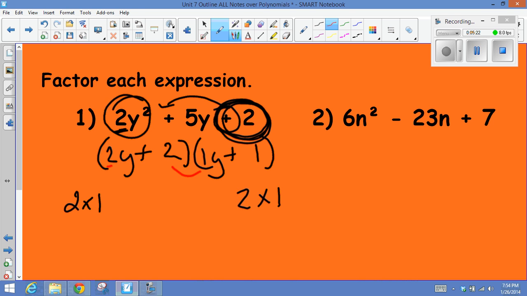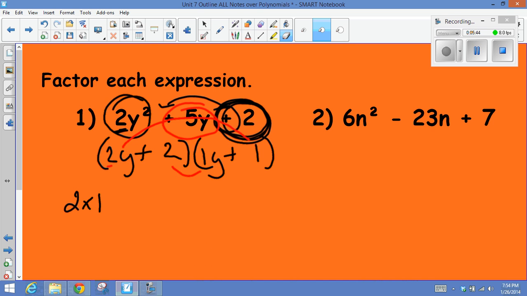So if I multiply my middle, 2 times 1 is 2y, and then my outer, 2y times y is also 2y, and 2y plus 2y is 4y, and that does not get me my middle of 5. So that's not going to work.